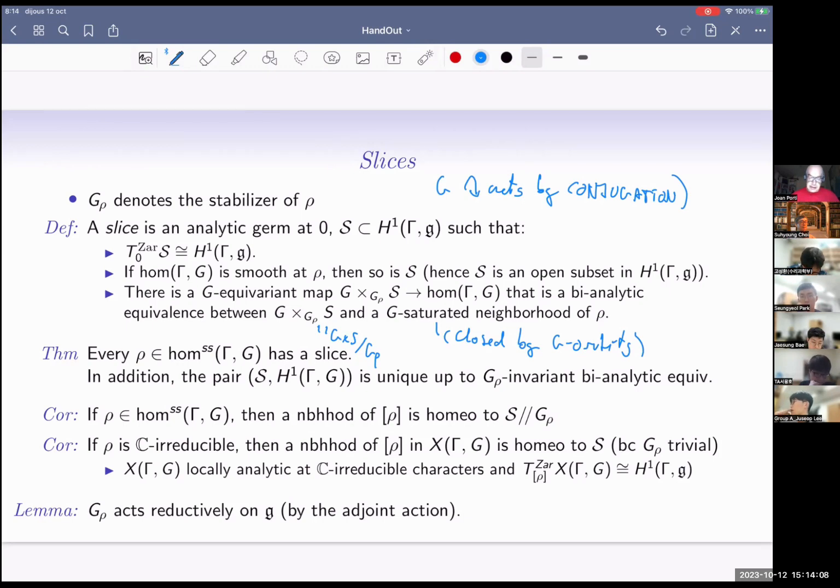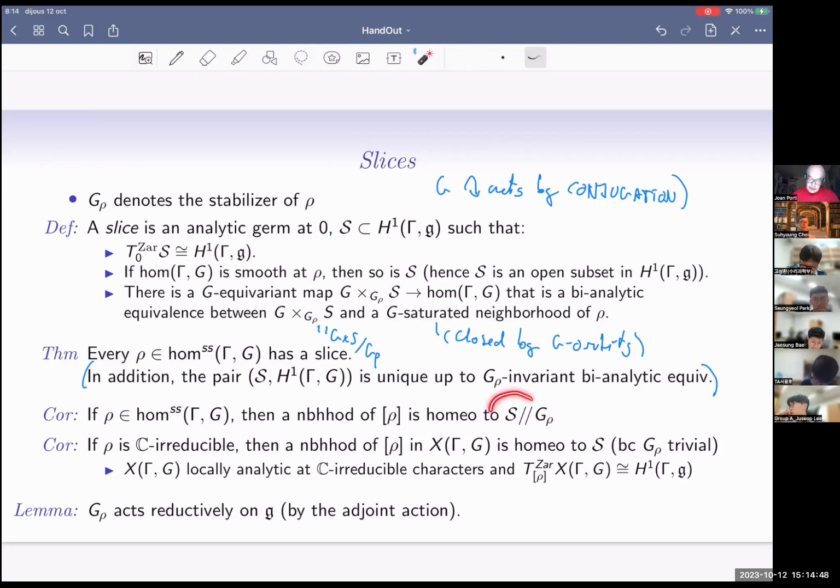And the theorem that I sketch is that every representation has a slice. Every semi-simple representation, because again, we are interested in the good ones, which are the semi-simple guys. And as a conclusion of this, there is a nice analytic structure. Well, this analytic structure is unique up to G rho equivariance, and in the quotient when the representation is semi-simple. So I will show an example, but first the following corollary, I don't remember which one, the first one.